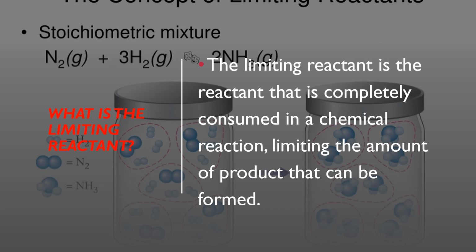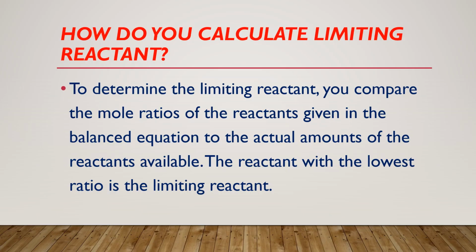What is the limiting reactant? The limiting reactant is the reactant that is completely consumed in a chemical reaction, limiting the amount of product that can be formed. How do you calculate limiting reactant? To determine the limiting reactant, you compare the mole ratios of reactants given in the balanced equation to the actual amount of reactants available. The reactant with the lowest ratio is the limiting reactant.